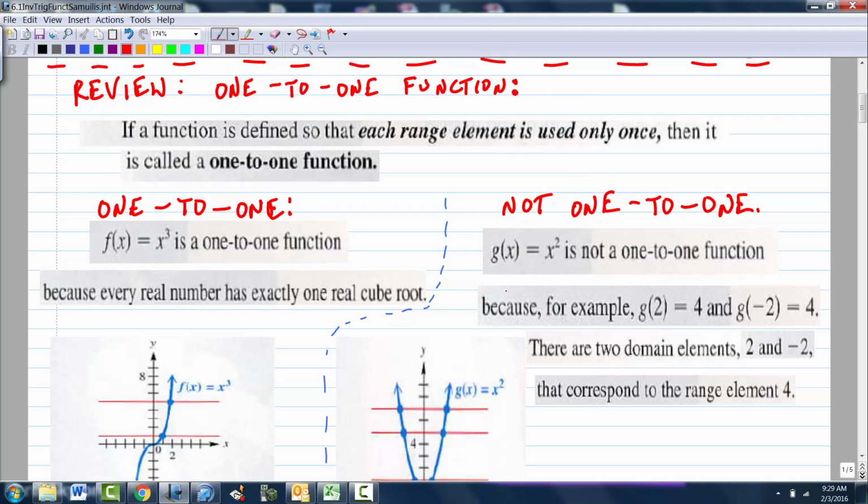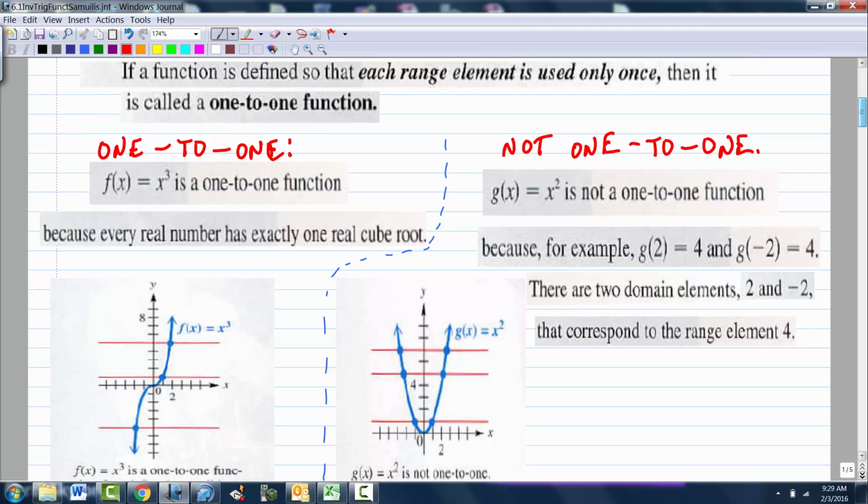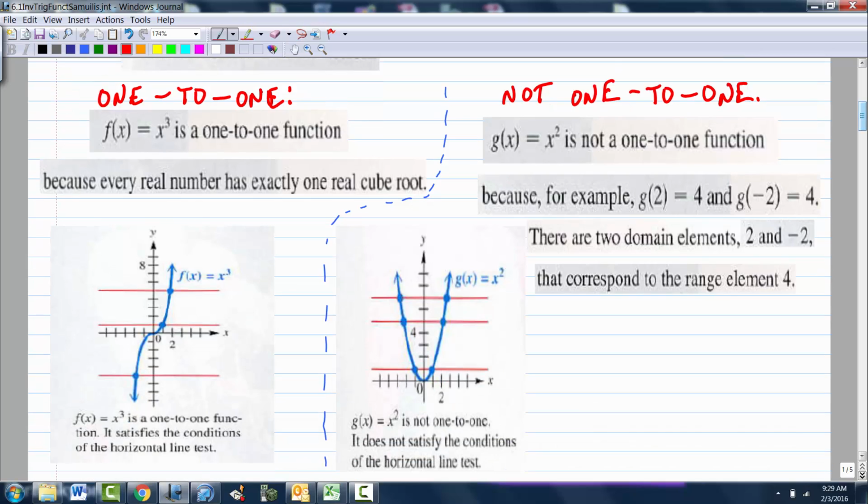Now, here's a one-to-one function, x to the third. You could see x to the third by the picture, and we are going to have to do some picture analysis for what we're going to do here, that you have no repeating y value. Why? Because this graph passes the horizontal line test, right? Then x squared is not a one-to-one. It's a function because it passes the vertical line test, but it fails the horizontal line test.